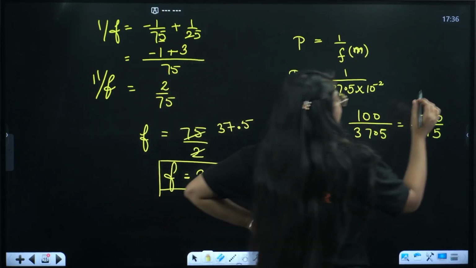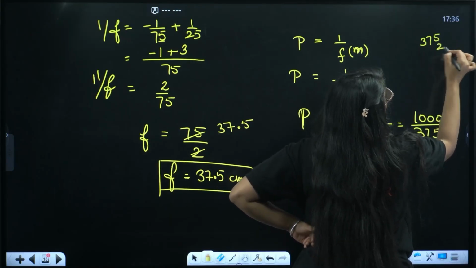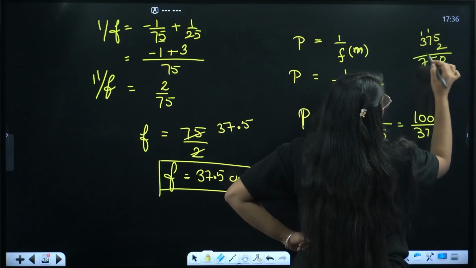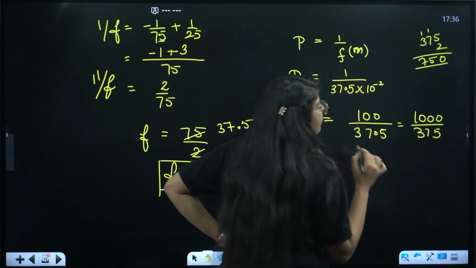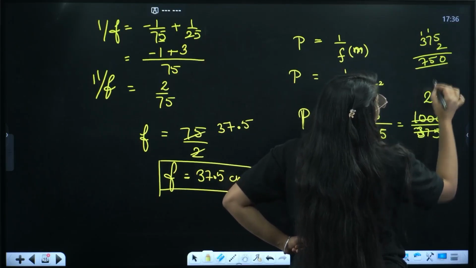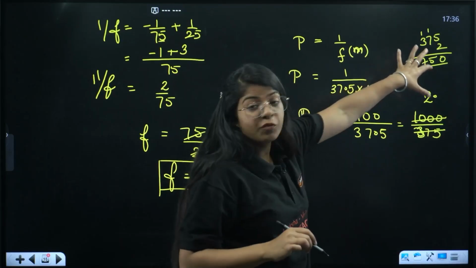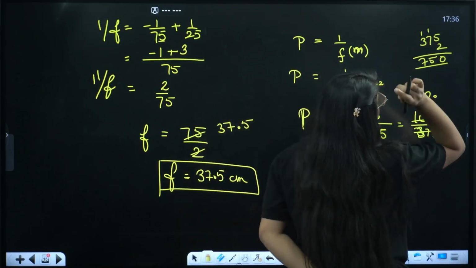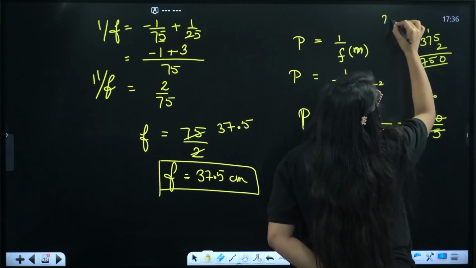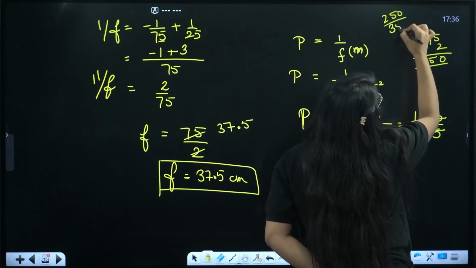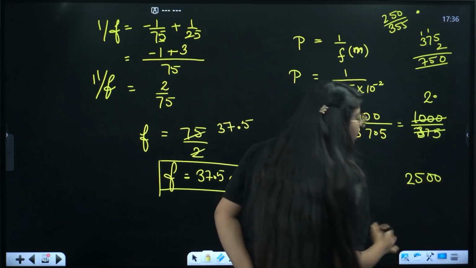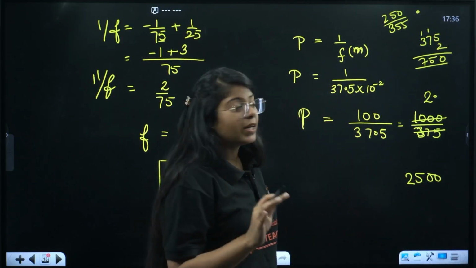Now that will be something around 2, right? Because if you do 3, that won't work. So 375 into 2 will be 750. That will be 2 point, and 250 will be left. So we have to do 250 divided by 375. Again we'll add a point, and that will give us 2500.